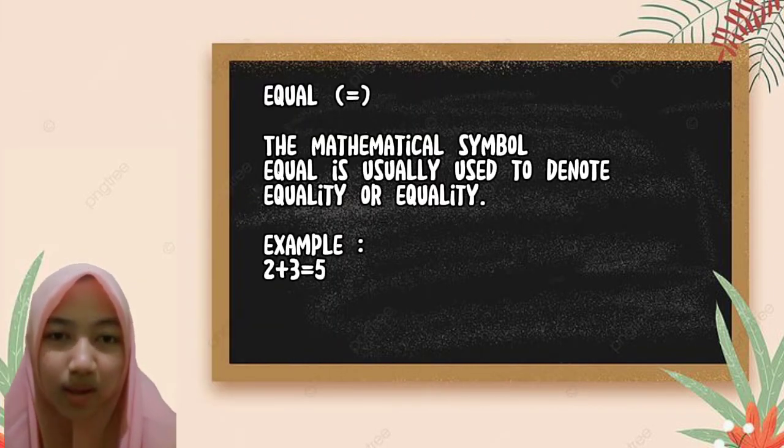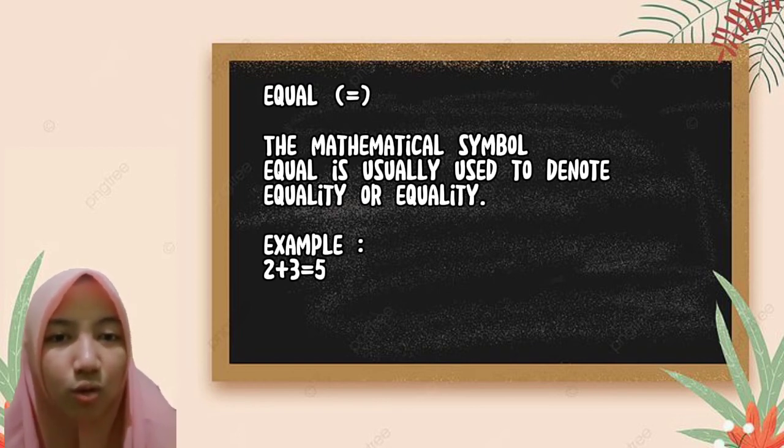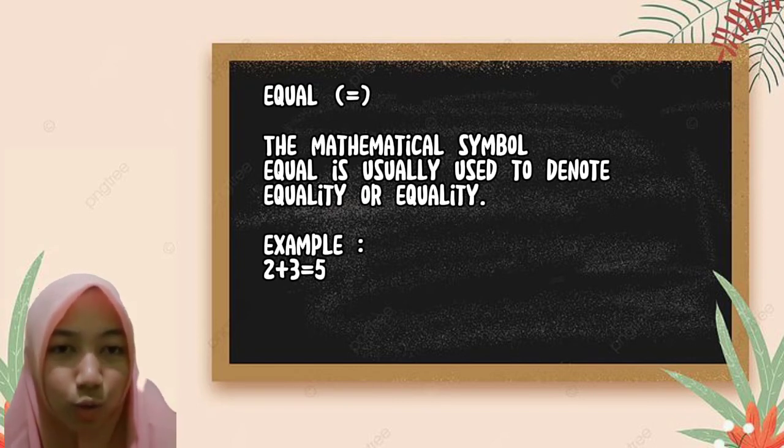Next, equal. The mathematical symbol equal is usually used to denote equality. An example of using the equals symbol is as follows. So, the value of 2 plus 3 is equal to 5.